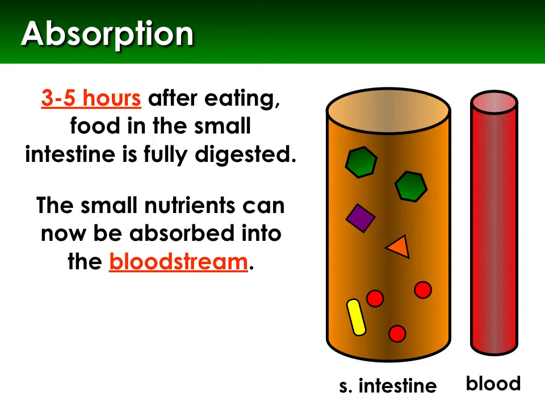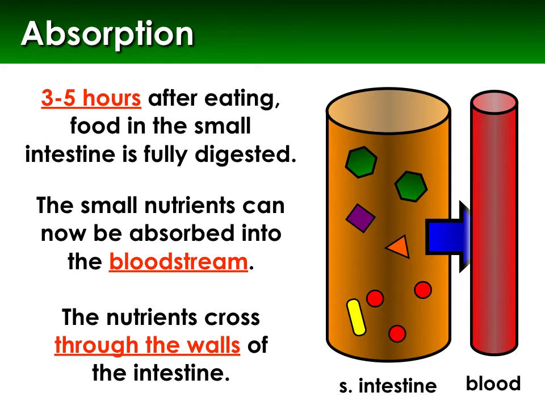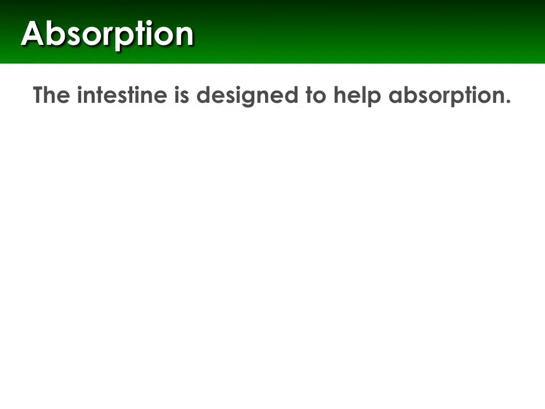Absorption of nutrients occurs about 3 to 5 hours after eating, when food in the small intestine is fully digested. The small nutrients can now be absorbed into the bloodstream, so they move from the small intestine into the blood by crossing through the walls of the intestine.